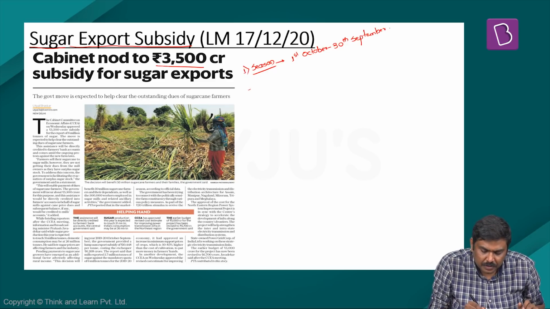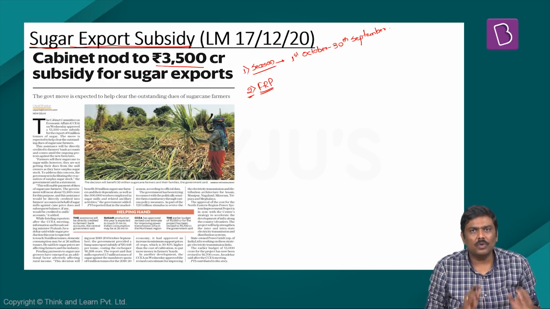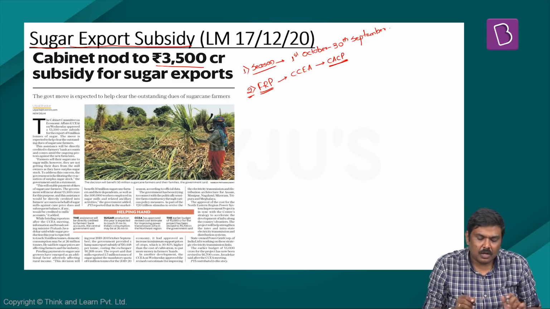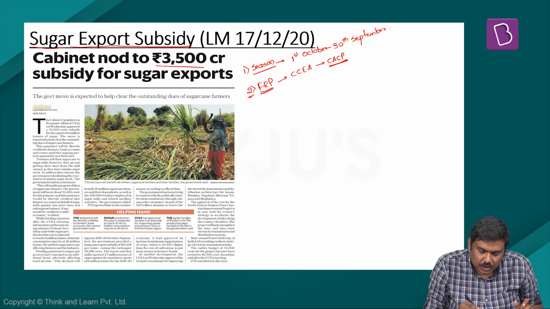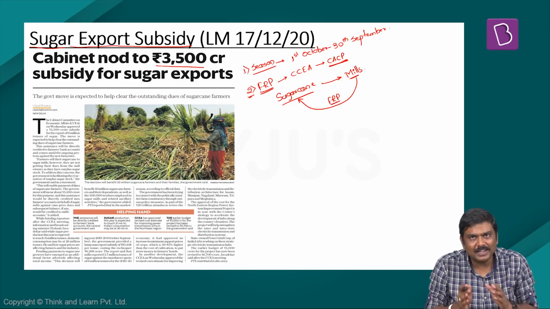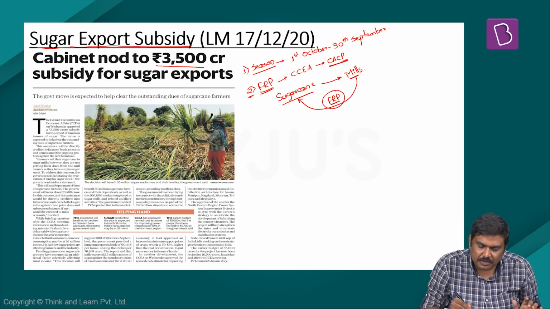Second very important point: in case of sugarcane, there is a concept of fair and remunerative price. What is the idea of fair and remunerative price? This is fixed by the Cabinet Committee on Economic Affairs based on the recommendation given by the Commission for Agriculture Costs and Prices. In case of FRP, when the cultivator, that is the farmer who has cultivated sugarcane, sells this to the mill owner or the sugar mills, these mills are supposed to pay the price. This price is FRP, which is a guaranteed price for the farmers, and the FRP is fixed by the government.